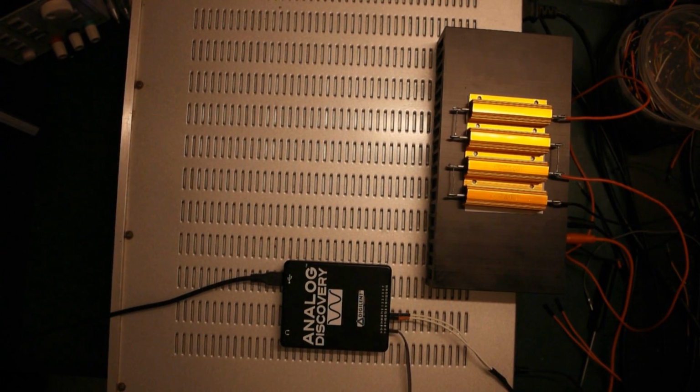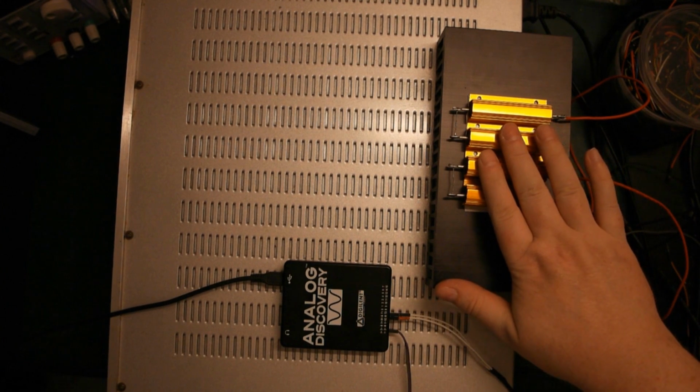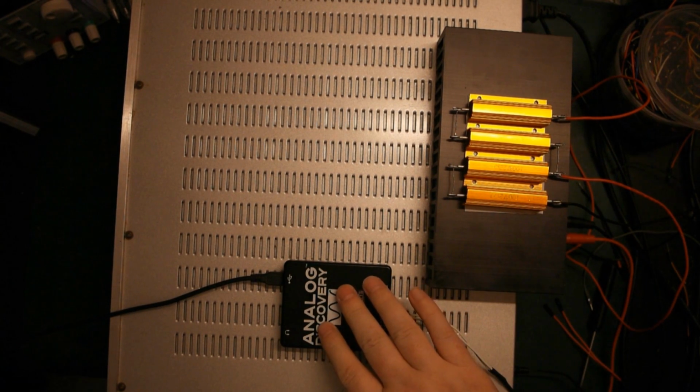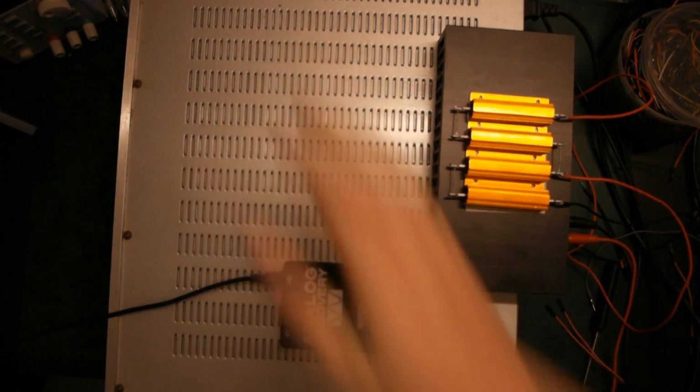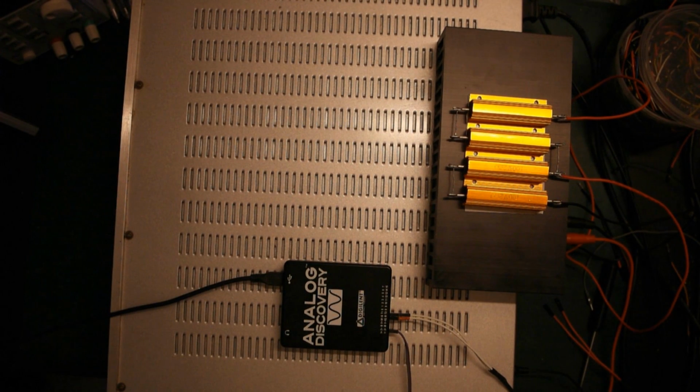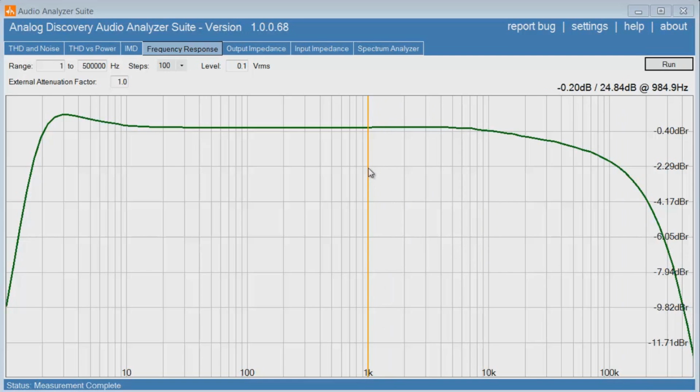So I'm ready to do some measurements, and I've hooked up a load here and an Analog Discovery to do signal generation and all the measurements. I'll let the amplifier heat up and we'll see what it shows. Here we have the frequency response, around 0 dB at 1 kHz. You see the low extension is pretty extreme, minus 3 dB at somewhere around 1.6 Hz. So it's from 1 Hz here up to 500 kHz.